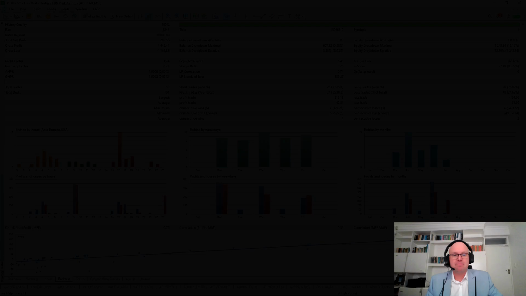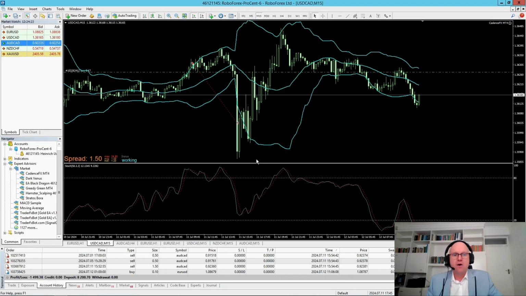Furthermore, EAs like Black Dragon and Hamster Scalping also have the option of managing open trades or manual trades. This means that you can simply load it onto the chart, and it will actually take care of your own personal trades.